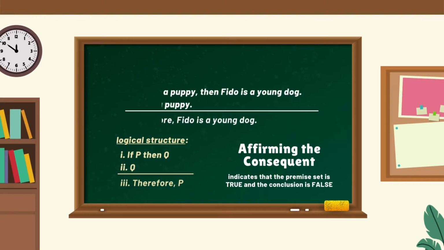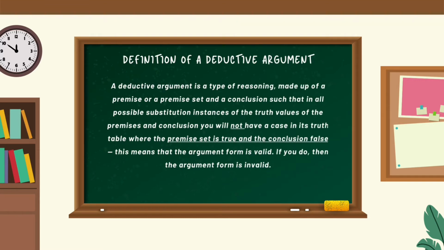Now, gathering all the aforementioned data, a deductive argument is defined as a type of reasoning made up of a premise or a premise set and a conclusion such that in all possible substitution instances of the truth values of the premises and conclusion, you will not have a case in its truth table where the premise set is true and the conclusion is false. This means that the argument form is valid. If you do, then the argument form is invalid.